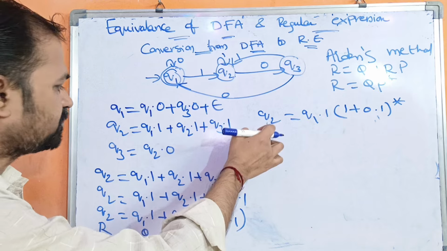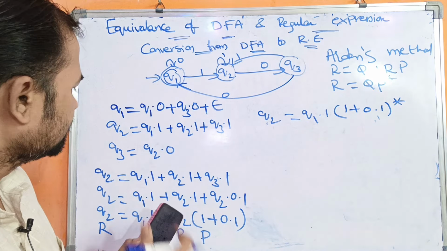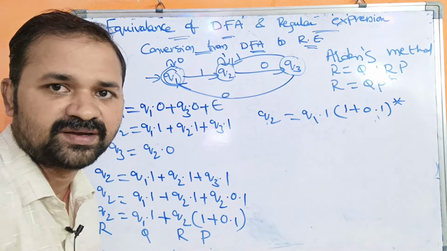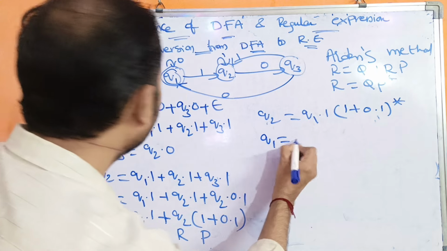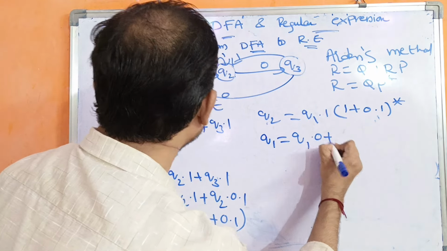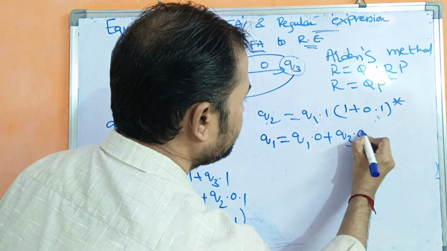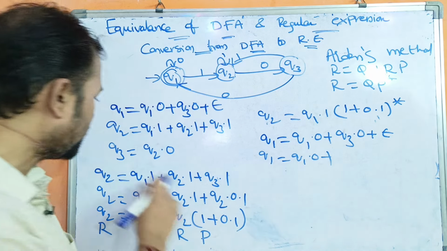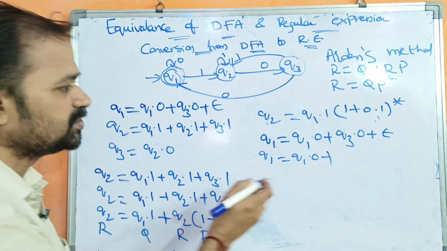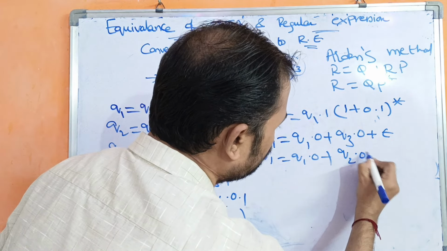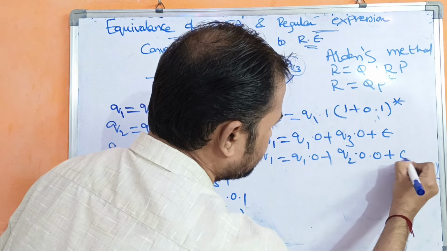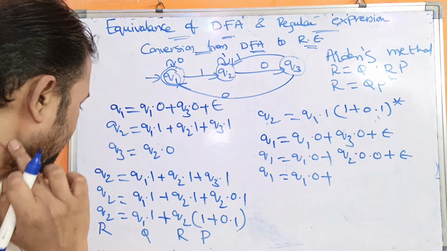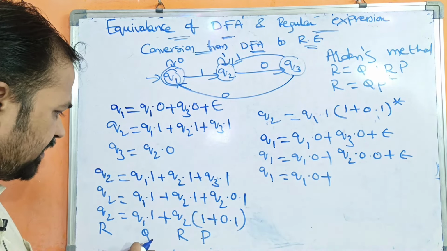Now we can substitute the Q2 value in Q3, and we will get Q3 in terms of Q1. But let us directly substitute in Q1. What is Q1? Q1 is equal to Q1 0 plus Q3 0 plus epsilon. What is Q3? Q3 means Q2 0, and here we have one more 0, plus epsilon. So Q1 is equal to Q1 0 plus the Q2 value. Already we got the Q2 value.